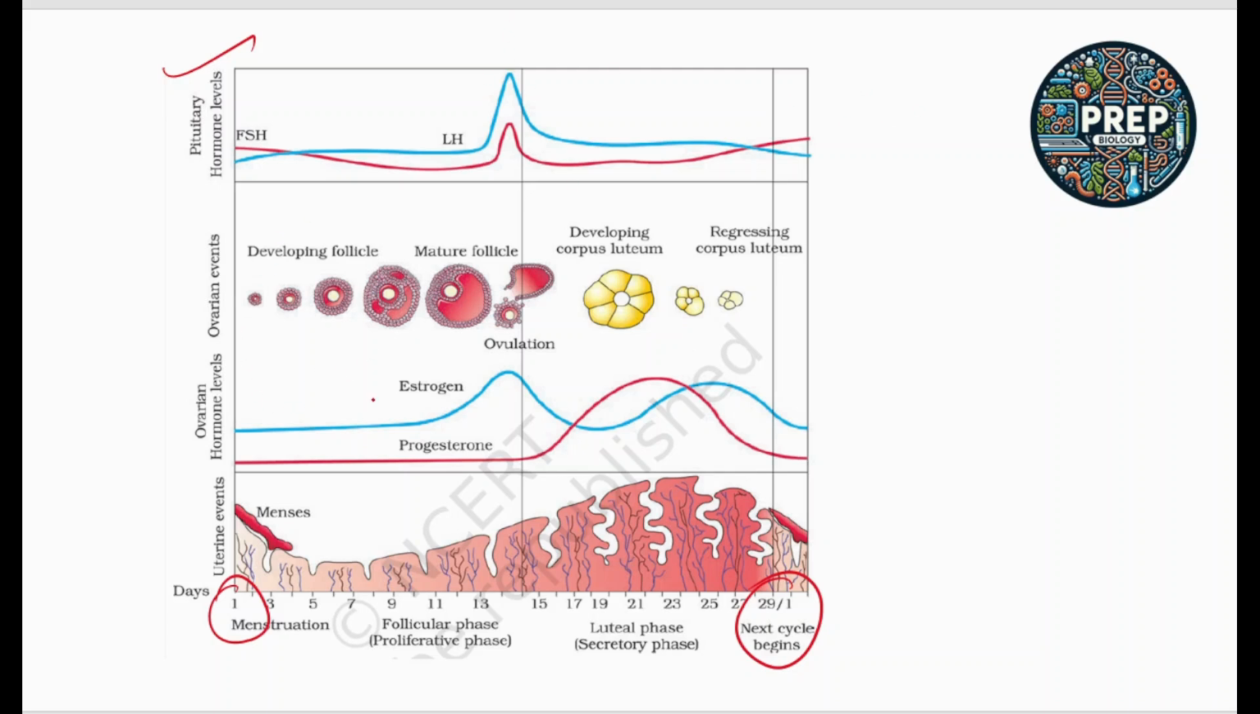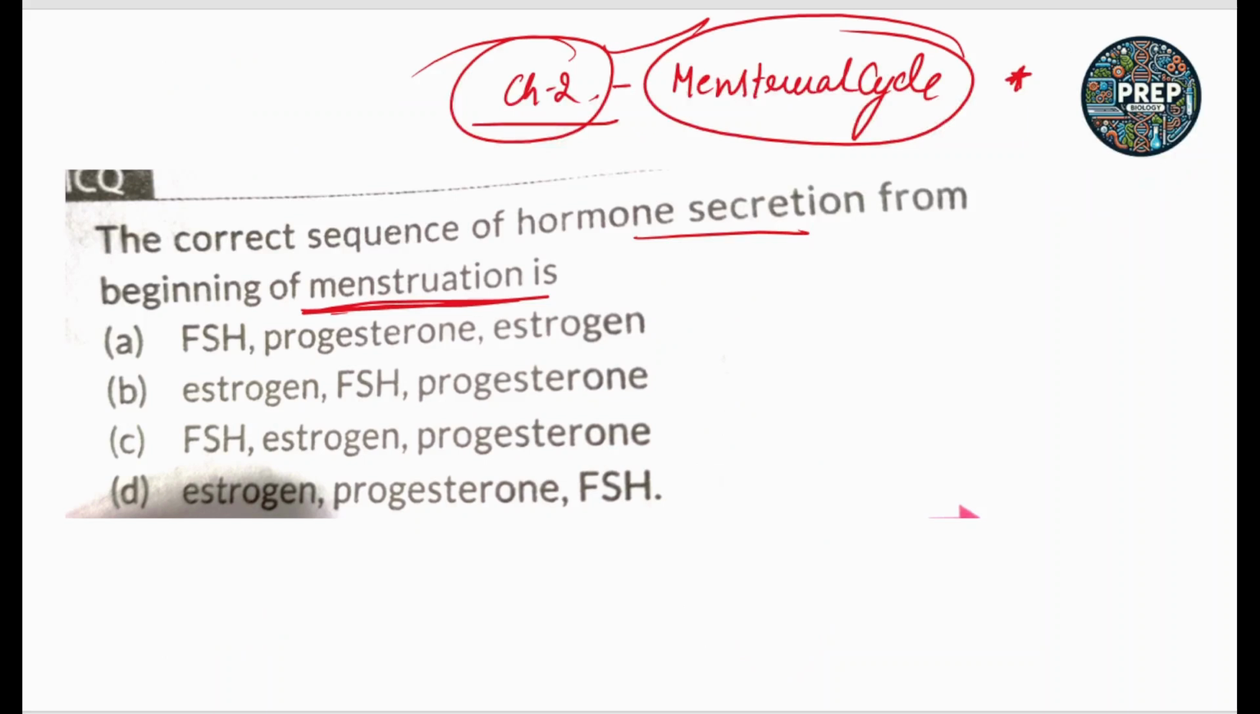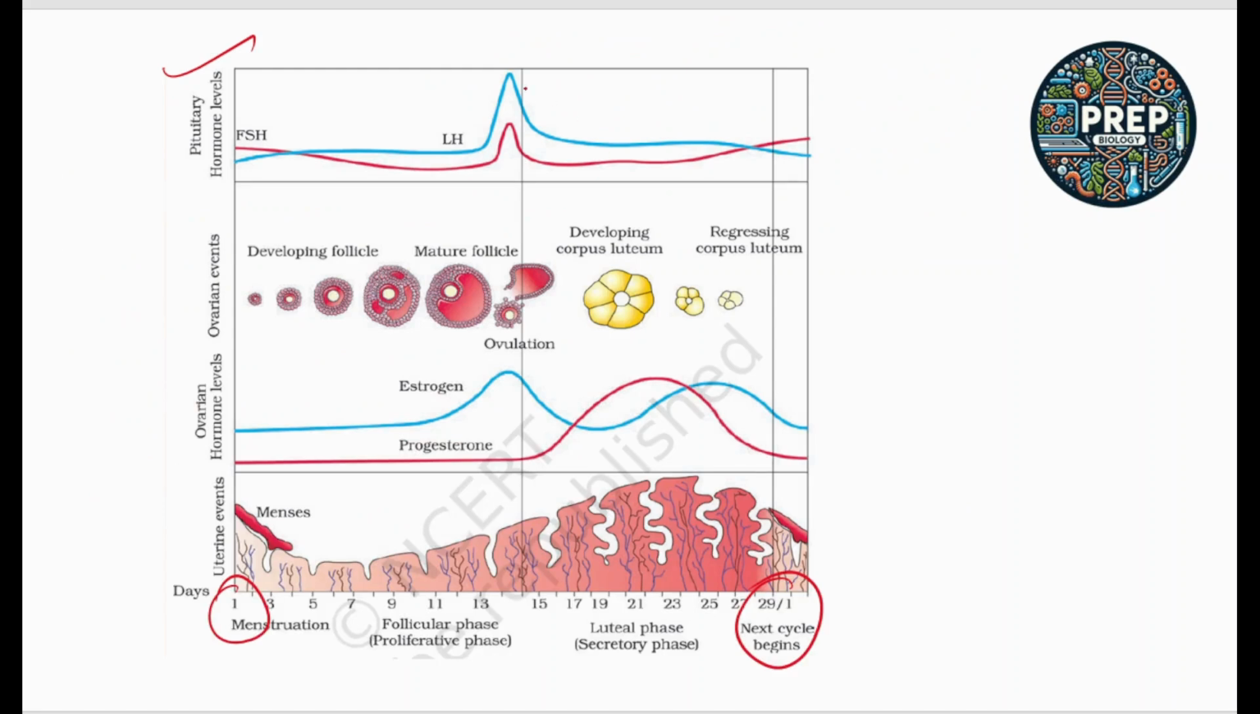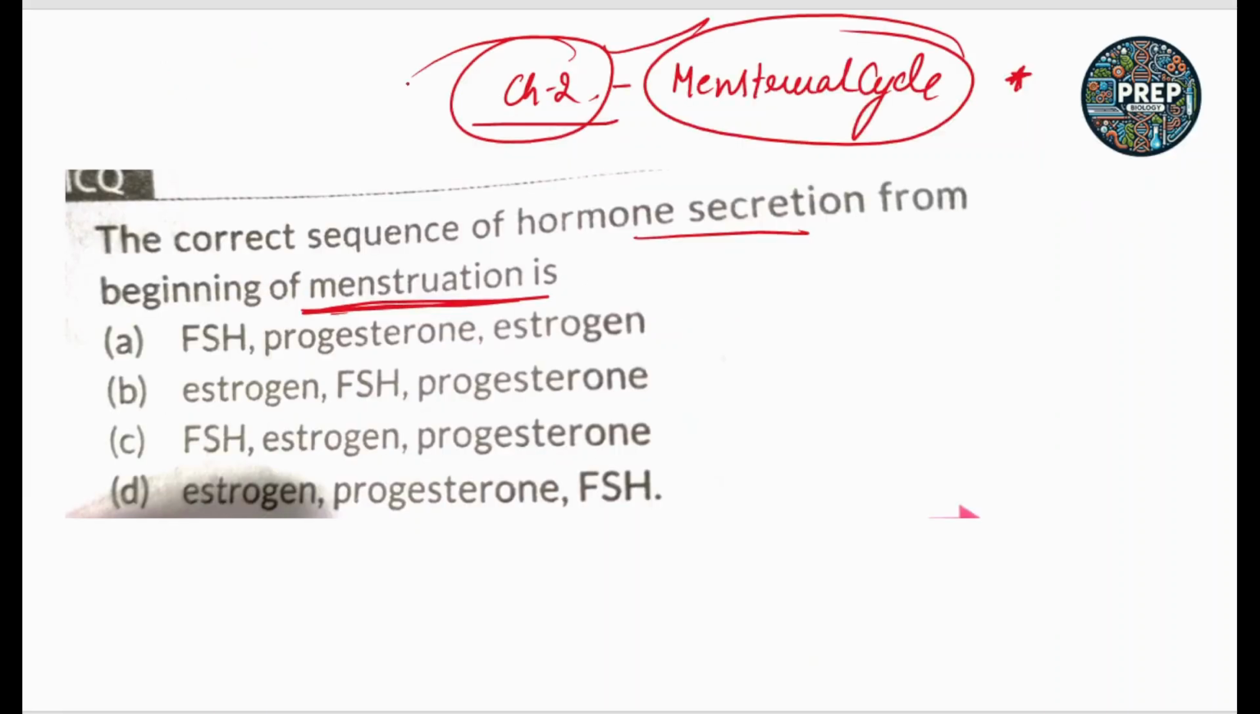Okay, so what is the sequence? First, FSH, follicle stimulating hormone, rises. Then next the luteinizing hormone and estrogen rise, and at the last the progesterone hormone rises. So the answer is, first FSH, second estrogen, and next progesterone. Okay, so the answer is C.